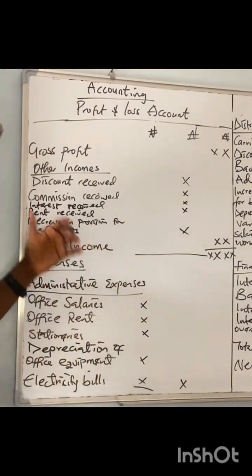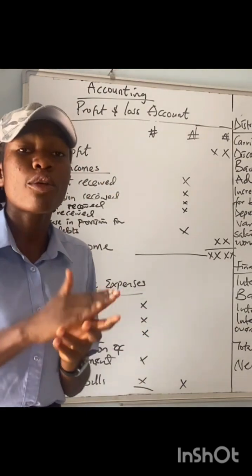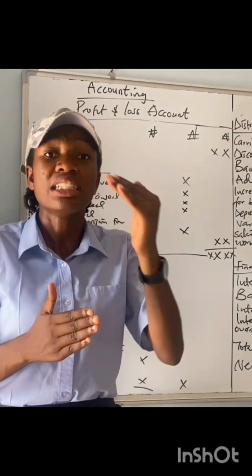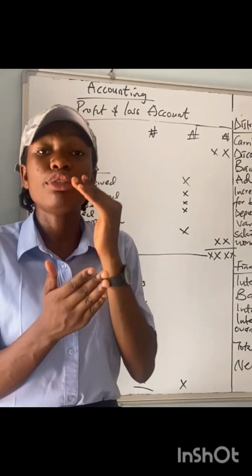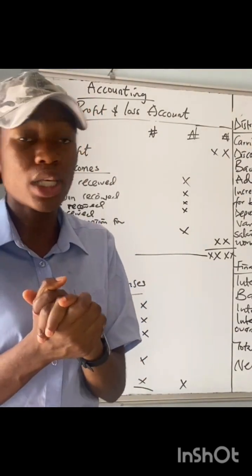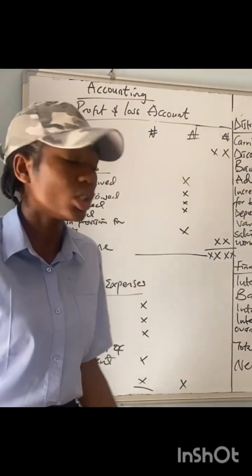And then we'll be looking at the decrease in provision for bad debt. Now, when we set provision for bad debt and it happened that the next year there was a reduction in that provision, it becomes an income to the business. We'll be looking at that in our subsequent video.